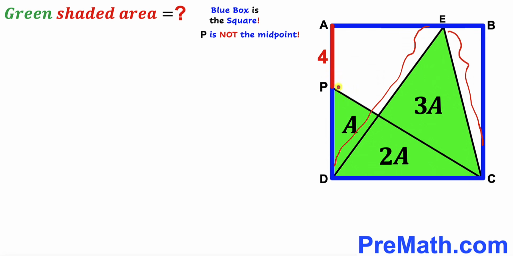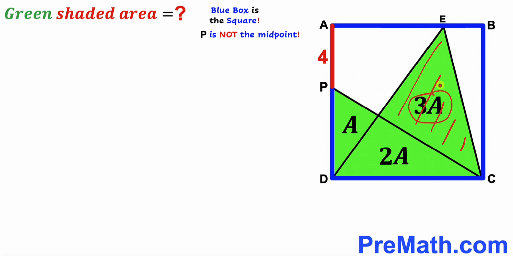In this video, we have this blue square ABCD along with the line segments DE, EC, and finally the segment PC. As you can see in the given diagram, the point P is not the midpoint. Moreover, the green shaded triangle area is represented by uppercase A. The area of the next triangle is 2 times A, and the area of the last triangle is 3 times A. Furthermore, the segment AP has a length of 4 units.